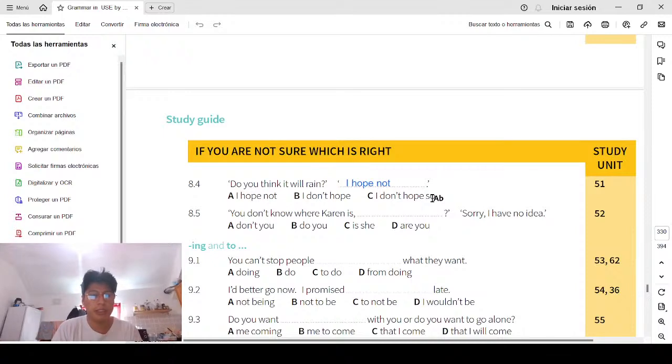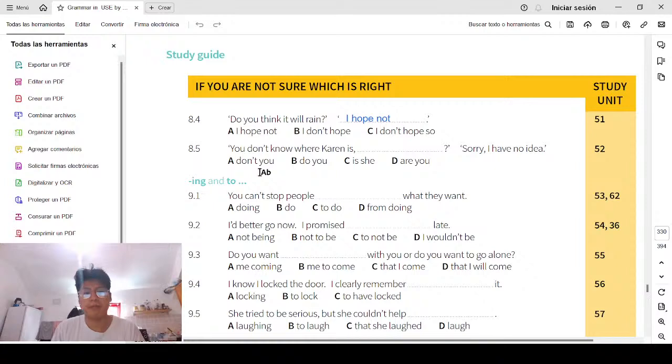Do you think it will rain? I hope not. We're talking about a negative way. We do not agree with that. No? Because I hope not is the negative way of I hope so. Next one.